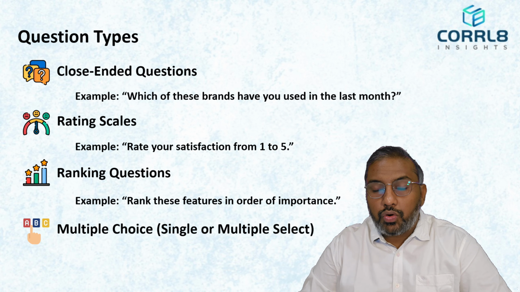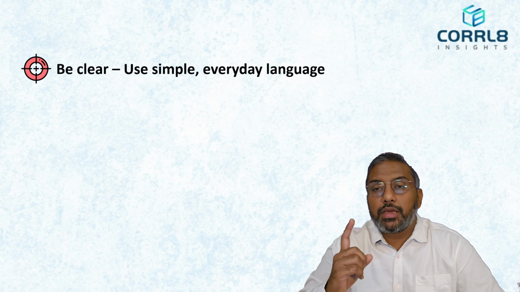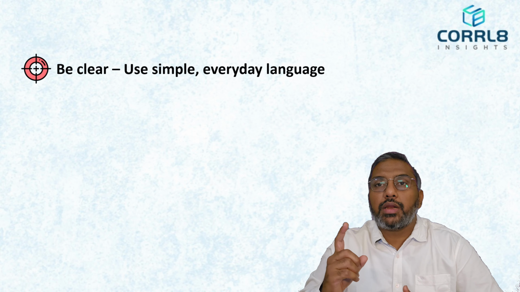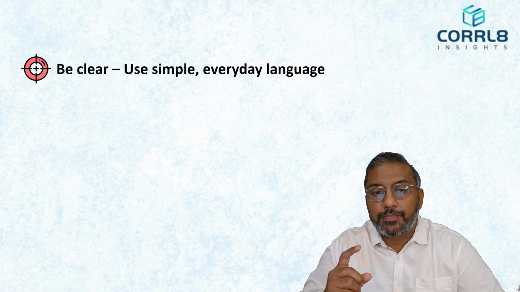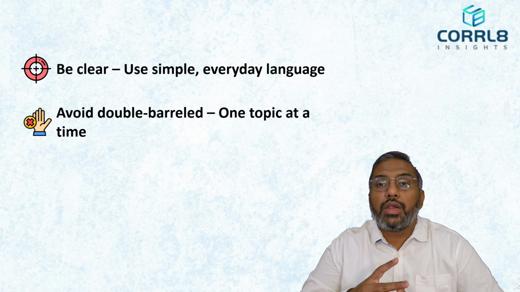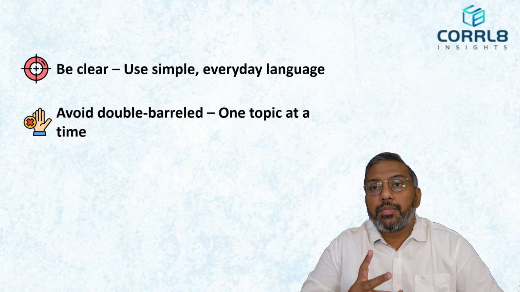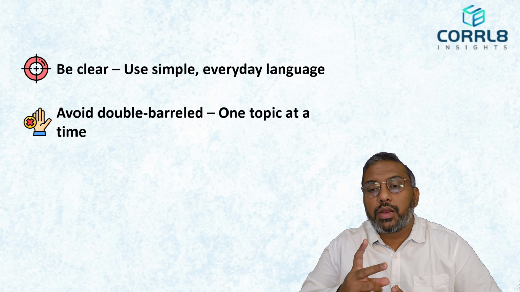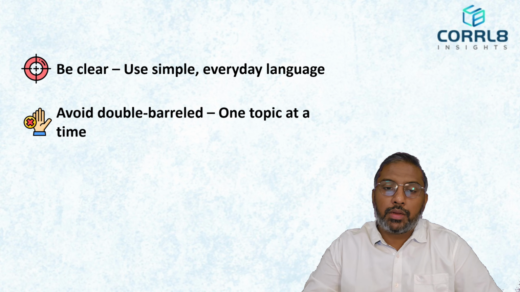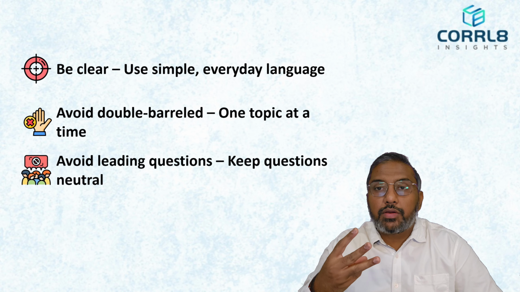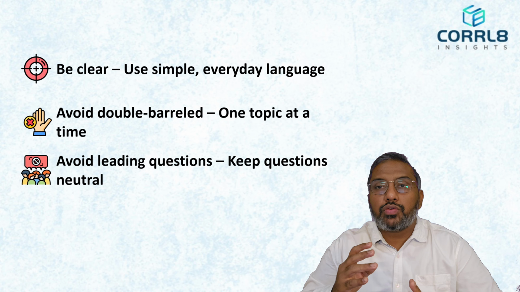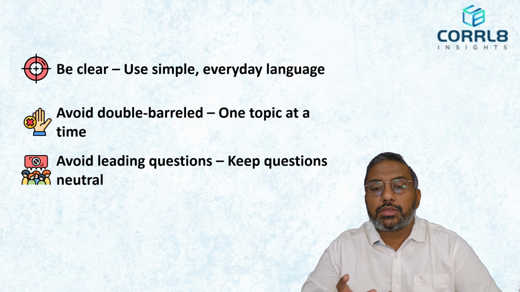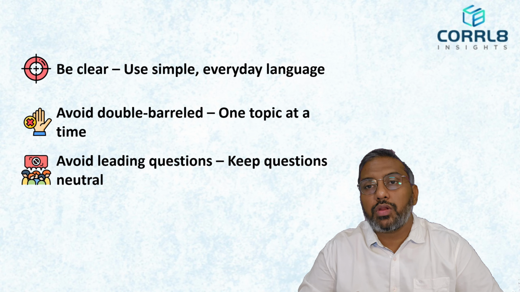Here are some golden rules for writing effective questions. First is to be clear. Use simple everyday language so that every respondent understands the question in the same way. Second is to avoid double-barreled questions. Ask about only one topic at a time to avoid confusion and ensure clarity in responses. Third is to avoid leading questions. Keep your questions neutral so that they don't influence or push respondents towards a particular answer.